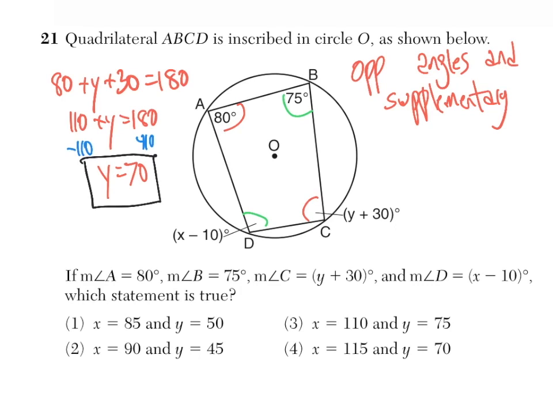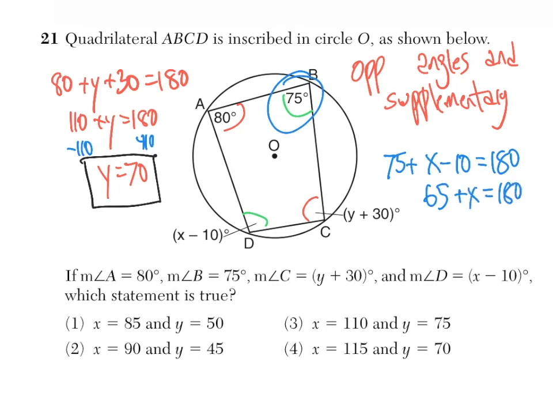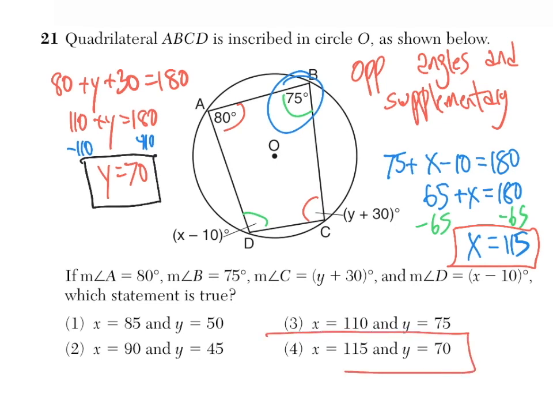Amazing. What about the x's? So I know that 75, if we're looking right here, 75 plus x minus 10 equals 180 degrees. I know that 75 minus 10 gives us 65 plus x equals 180. We're going to subtract 65 from one side, so we've got to do it to the other. And x equals what? 115. Now, is that an option where x equals 115 and y equals 70? It sure is. Option number 4 is our answer.